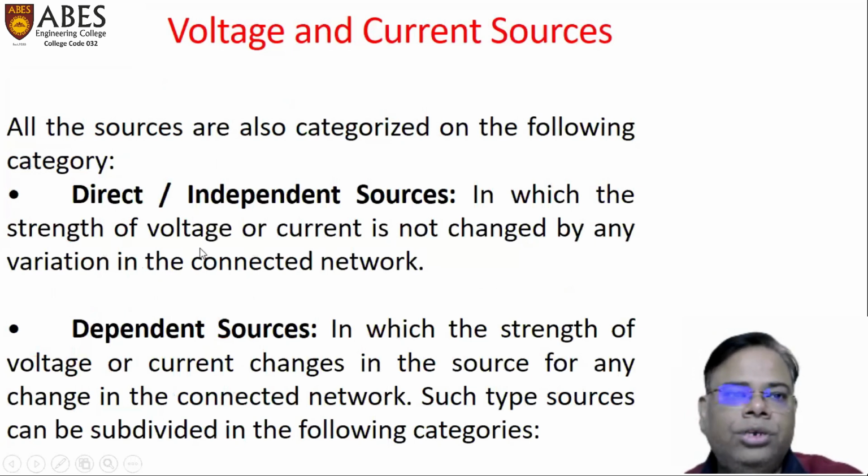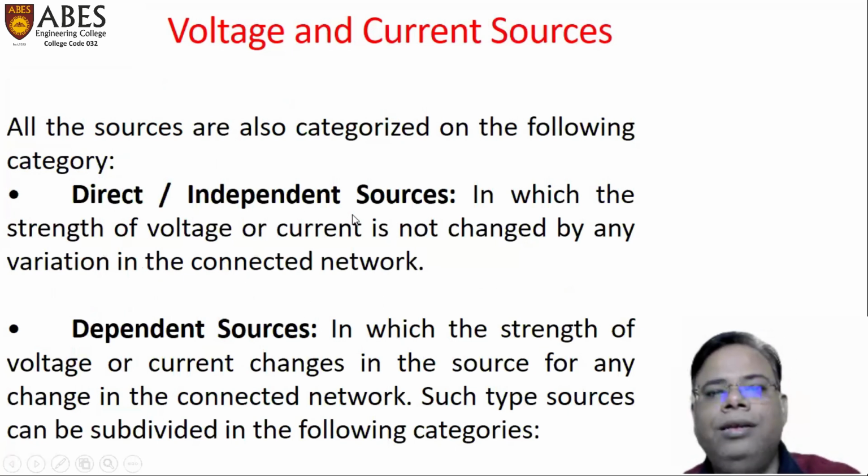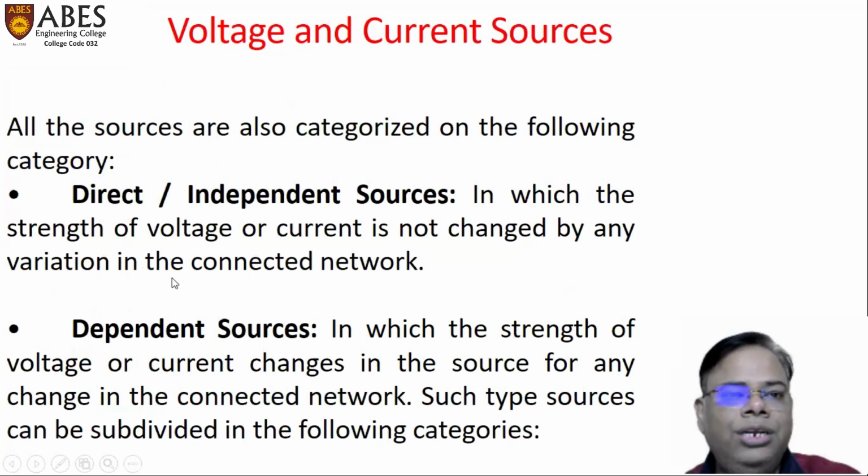Now, voltage sources and current sources are also subdivided into various categories. Independent sources, we have already discussed. They consist of ideal sources and practical sources. The next category of such sources is dependent sources. Dependent sources are those in which the strength of voltage or current in the source changes for any change in the connected network. Such sources can be subdivided into 4 categories.